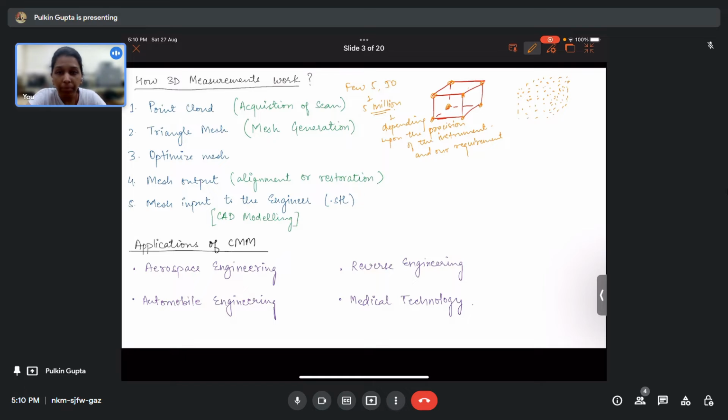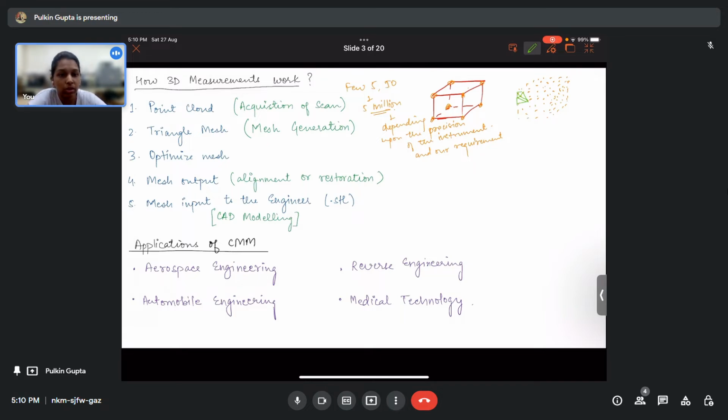So the next step is usually to form a triangular mesh. That is, these points are connected in the form of different triangles. We can visualize that. Suppose these 3 points are connected, then these three get connected, now these 3, and these 3 are now connected. In this way different points are connected in the form of small triangles. That is what we call mesh generation.